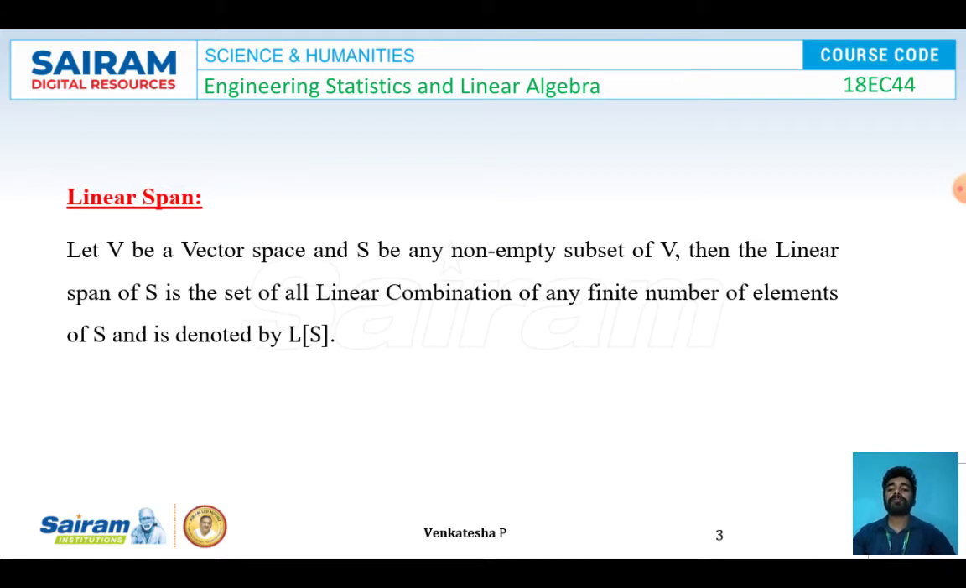Linear span. Let V be a vector space and S be any non-empty subset of V. Then the linear span of S is the set of all linear combinations of any finite number of elements of S. It is denoted by the notation L of S.